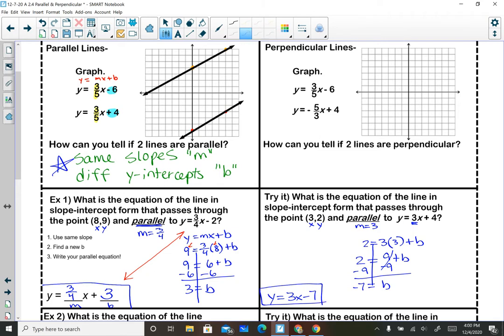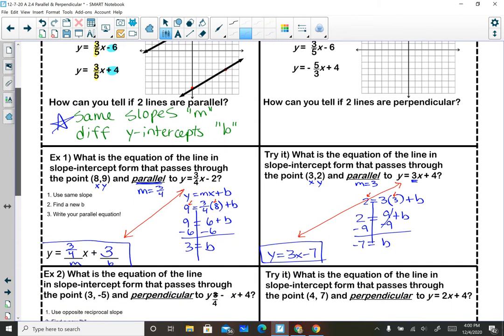And it's going to be parallel to this equation. How do I know? Well, because it's got the same slope and it has a different b. How do I know it's going to go through 3, 2? Because I used 3, 2. Here's my x right here, 3, and here's my y, 2. So I know it's going to go through that point because I used it, okay? If you use the point, that line has to go through there, okay?